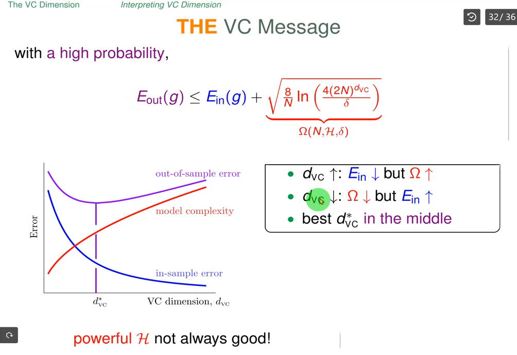Now why VC? If VC is small, in-sample error goes up because we relate VC to the powerfulness of the hypothesis, right? A small VC means our hypothesis is too limited, too restricted, so the in-sample error will be big. While if you use a too powerful hypothesis, then in-sample error will approach 0. So we need to find the hypothesis that is proper, so that the out-of-sample error will be small, right? So a powerful hypothesis is not always good.